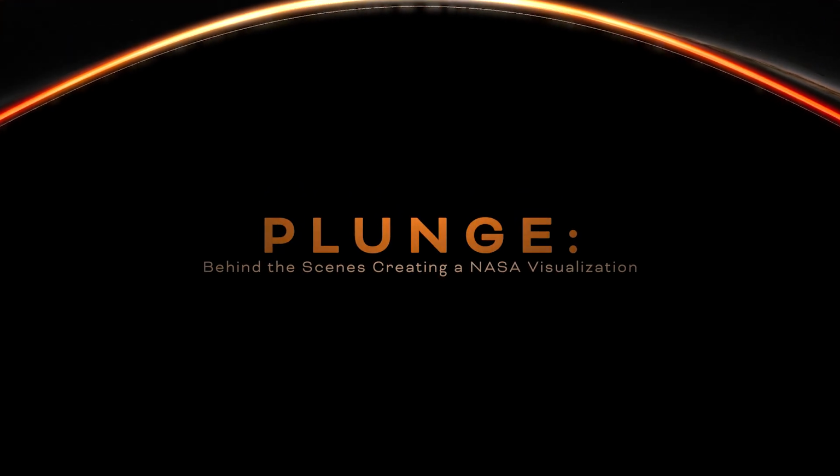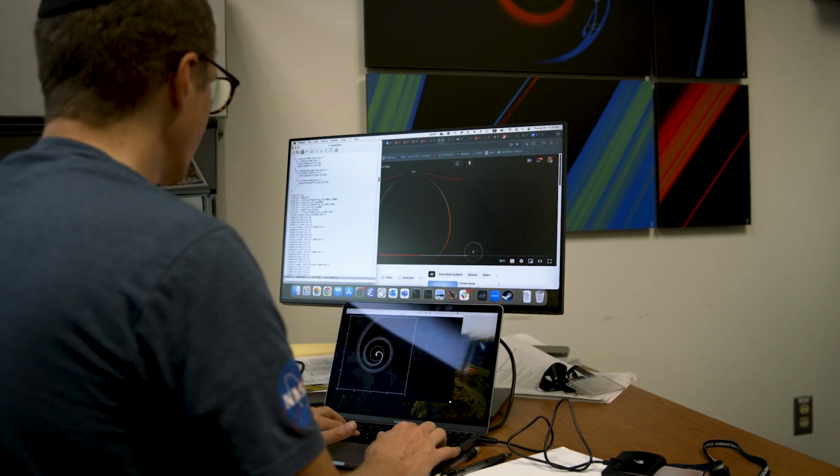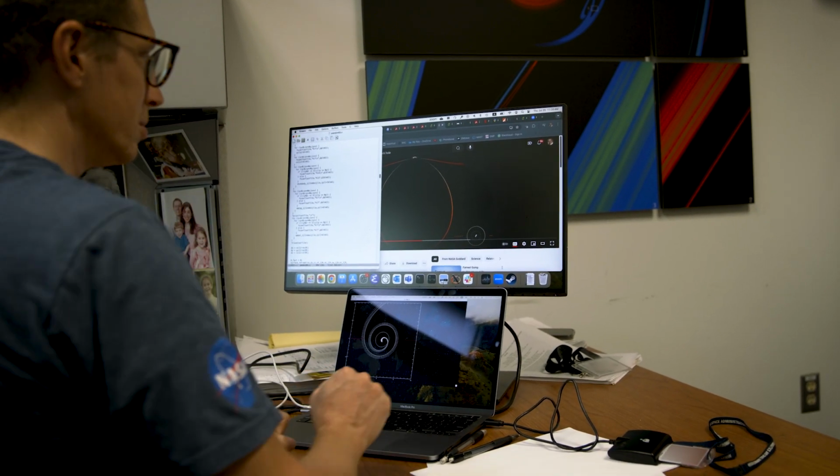The key to creating this visualization is scientist Jeremy Schnittman at NASA's Goddard Space Flight Center. All of the ways that we model black holes with math and equations and computers, it all kind of falls apart at the edge, at the event horizon, because everything either goes to zero or infinity, and it makes it really hard to solve the equations.